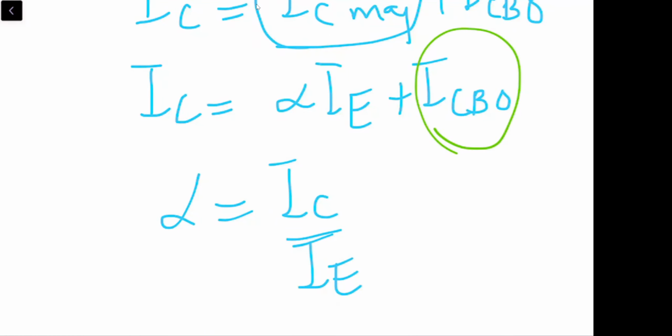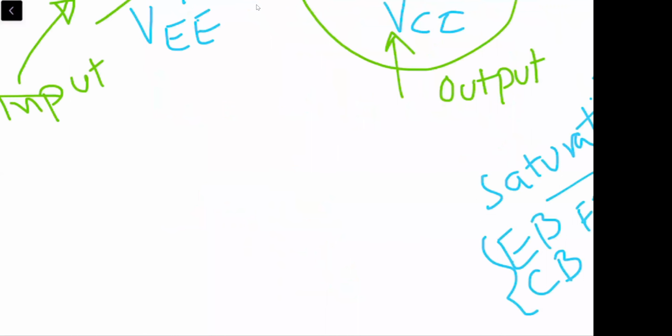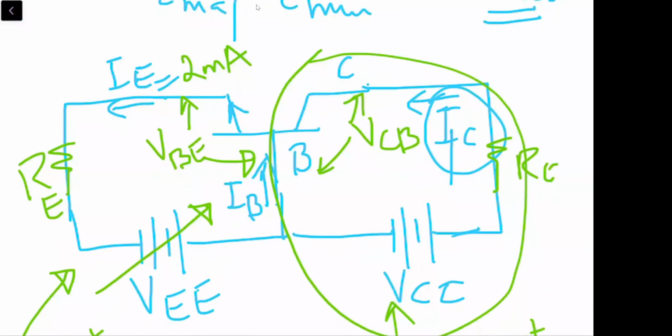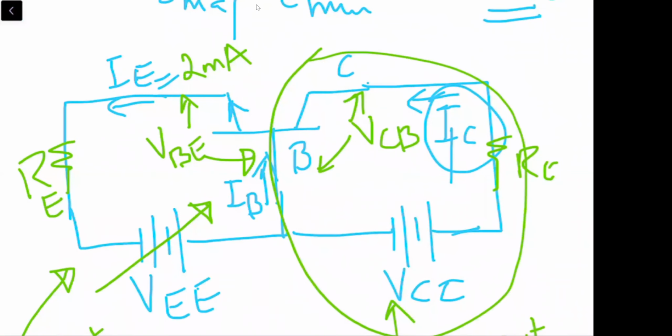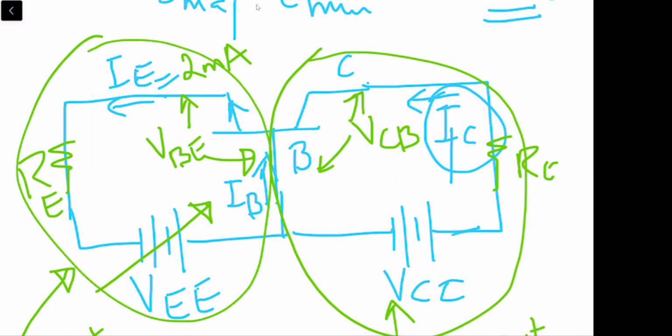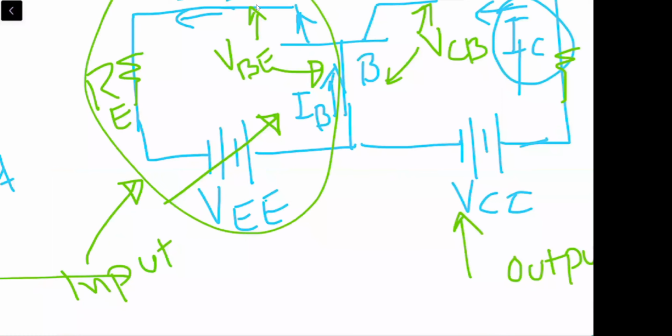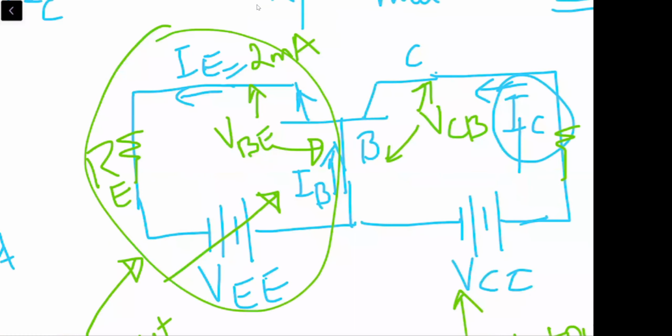So this is alpha, which is normally called the amplification factor for the circuit which we have seen up till now. Now if you see the circuit which we have just discussed, we have the input side as well as the output side. The emitter base junction is on the input side and the collector base junction is on the output side.